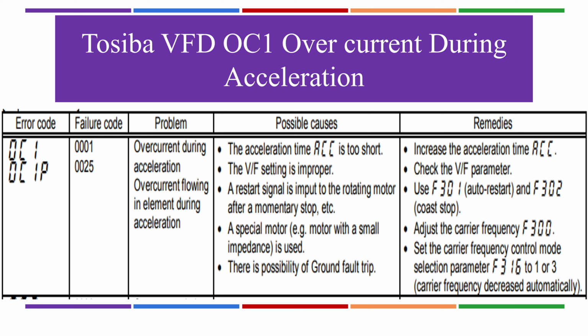We will talk about Toshiba VFD OC1 overcurrent during acceleration. This is the error which comes into the Toshiba VFD, and the error code shows OC1, OC1P, and the failure code could be 001 or 0025. So normally it occurs during the acceleration time when the VFD starts.